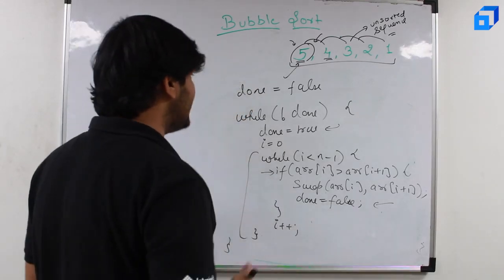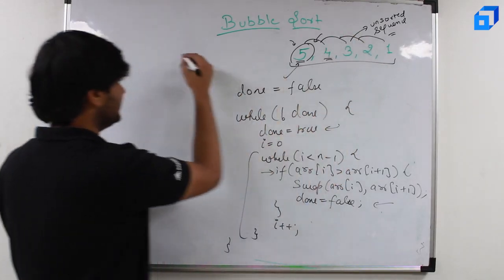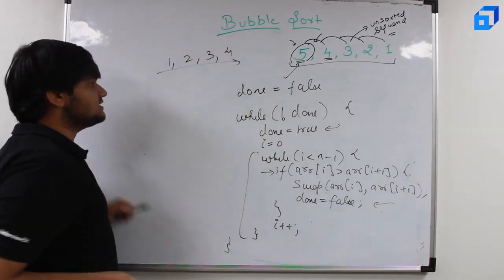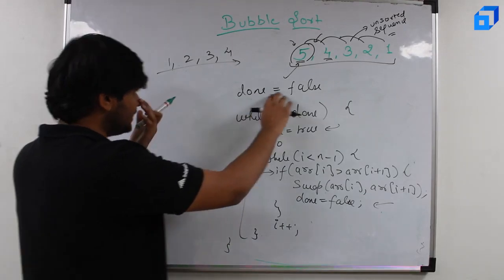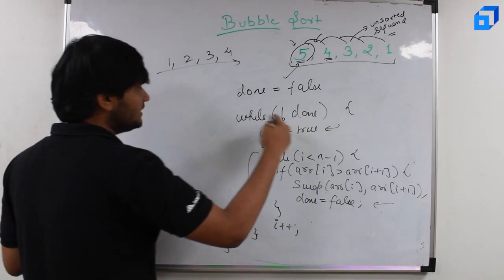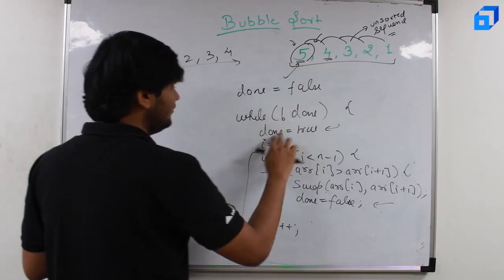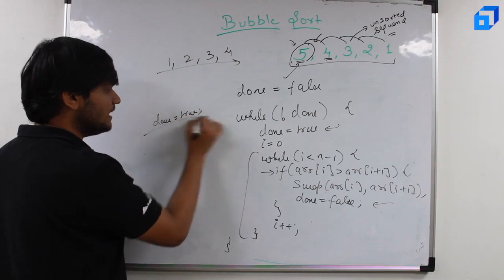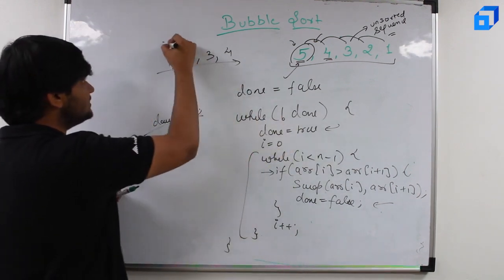So here you can see that if the sequence is already sorted, suppose the sequence is like 1 2 3 4, we will start with the done variable as false. We will check that while not done, that is while the value of done is false, we will mark the value of done as true, right? We will start the variable I equal to 0.